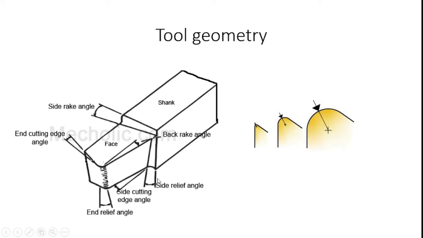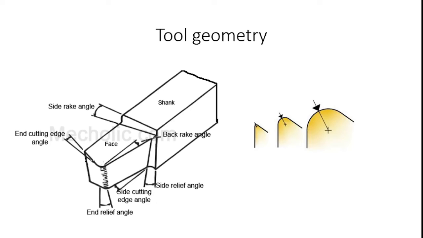Why we need a side relief angle? The angle is between the flank of the tool and a plane normal to the base just under the side cutting edge. This angle allows the tool to be fed sideways into the job in order to cut the work material without rubbing.